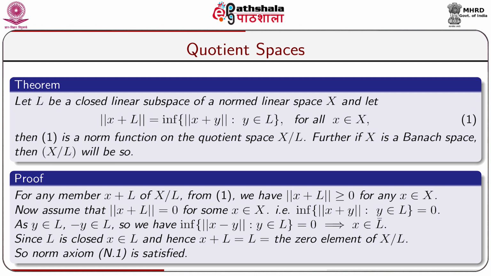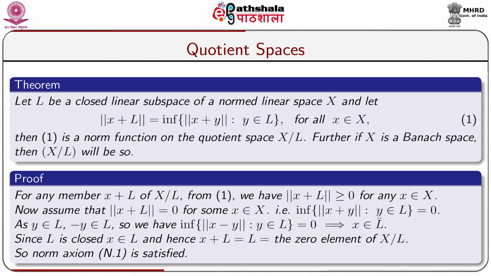So, we shall prove that X by L is a normed linear space. We have norm of X plus L is always greater than or equal to 0, because norm of X plus L is defined as the infimum of norm of X plus Y, where Y belongs to L.